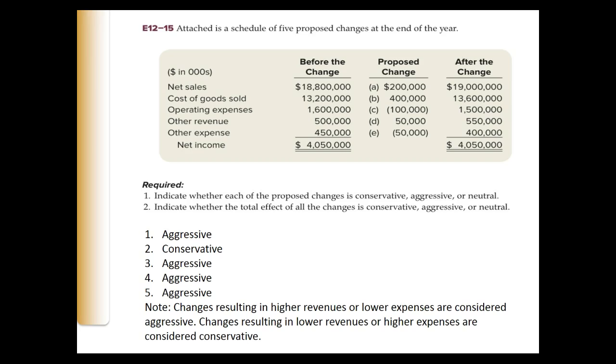Revenues in the second one, number 4, would go from $500,000 and we would add $50,000 more to revenues. Again, that's aggressive. Then other expenses were at $450,000. The change would bring them down $50,000. Again, that is aggressive. Changes resulting in higher revenues or lower expenses are aggressive. Changes resulting in lower revenues or higher expenses are considered conservative.